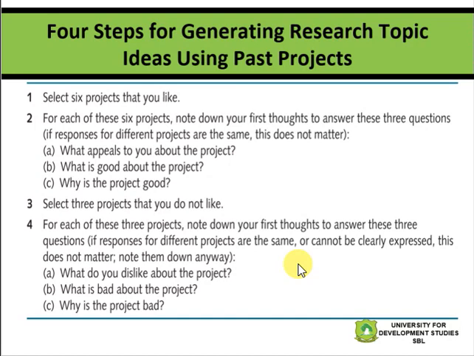Because in the second instance, you are trying to note down what is good about the project. So if you are able to note down what is good about the project, then you should be able to answer the question, why is the project good? In the third step, you select 3 projects that you do not like. There have been others you skipped in the first stage by not selecting them. Go back to them, select those you didn't like, and then try to answer these 3 questions also.